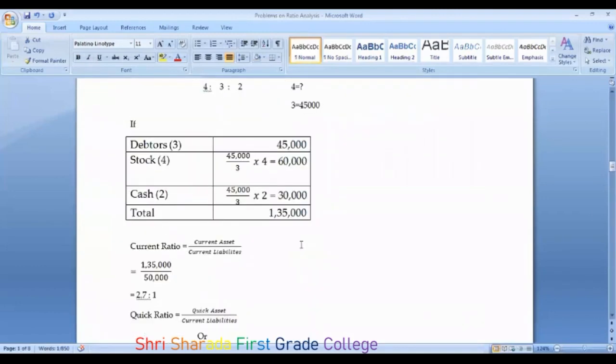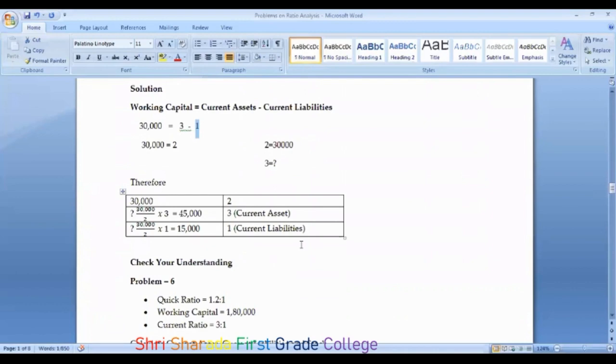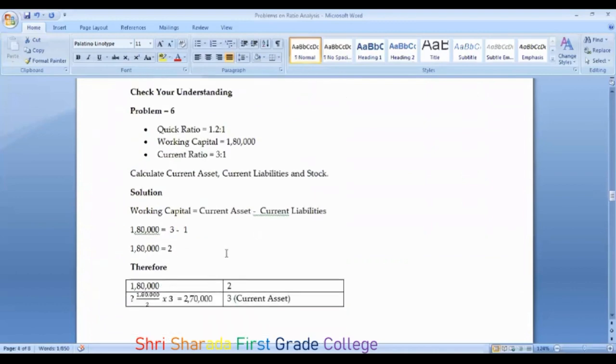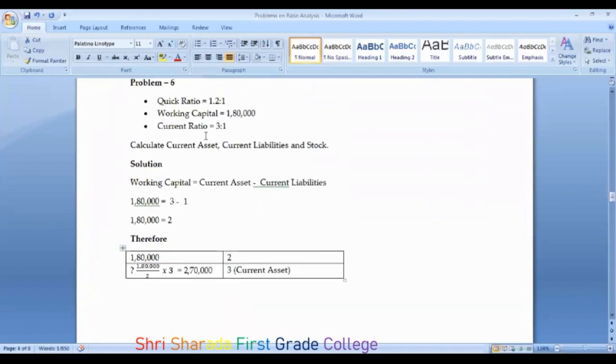So now let us understand with the concepts. Now there is problem 6. The quick ratio is given as 1.2 is to 1. Working capital is 1,80,000. Current ratio is 3 is to 1. You are required to prepare the current assets as well as find out the current liabilities and stock.